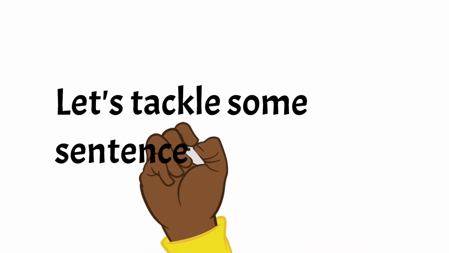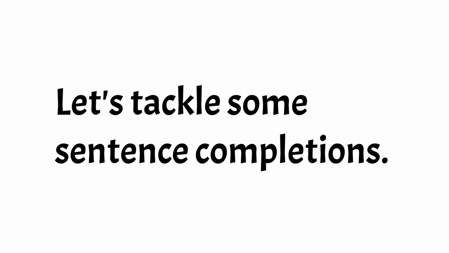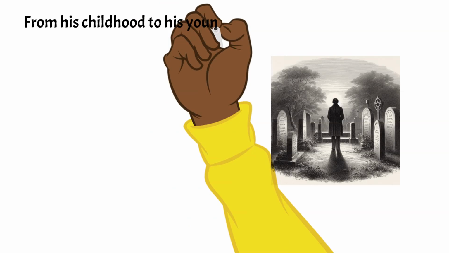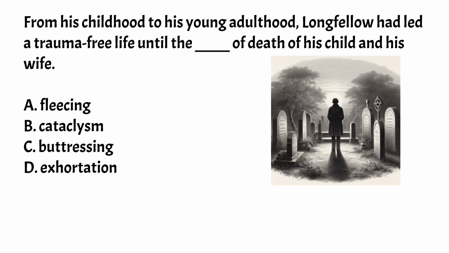Let's tackle some sentence completions. From his childhood to his young adulthood, Longfellow had led a trauma-free life until the death of his child and his wife. A. Fleecing. B. Cataclysm. C. Buttressing. D. Exhortation.